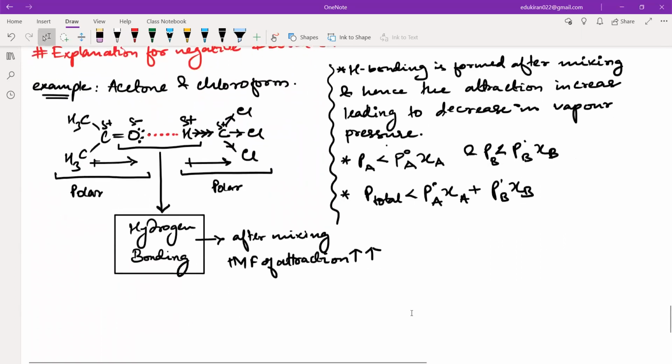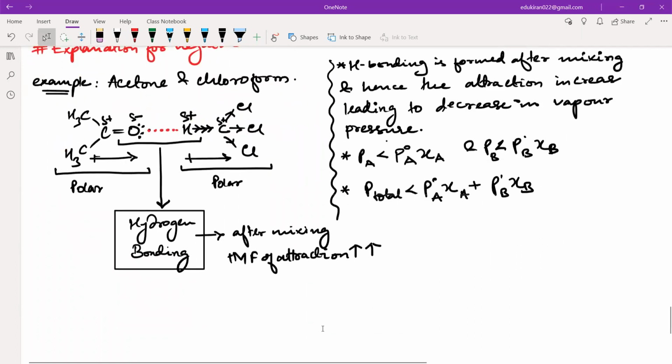Now the two other things that we can also write here is regarding the volume. So in this case, the volume final will be what? Since the attraction is increasing, after mixing, attraction is increased. The distance between two molecules will also decrease, and hence the volume will also decrease. So V final will be less than V initial, and that is why the delta V of mixing will be negative. V final is smaller. That is why it will be negative.